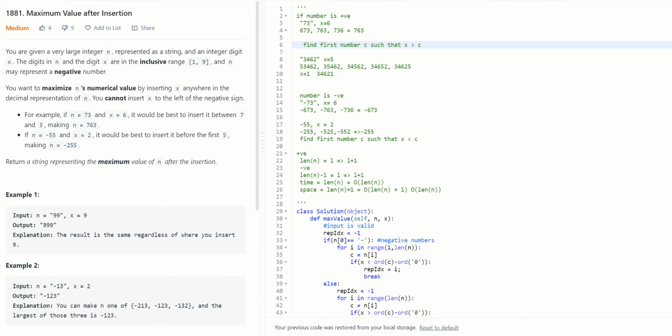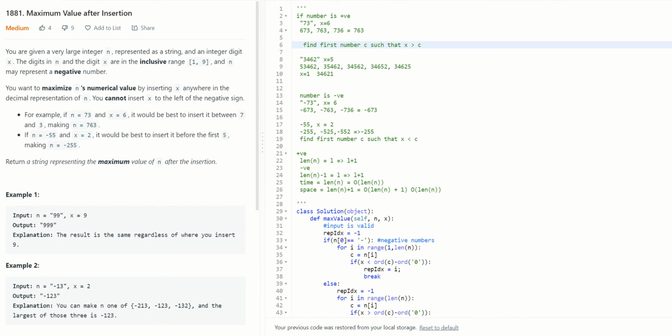Let's jump into today's problem. Maximum value after insertion. You are given a very large integer n represented as a string, and an integer digit x. The digits in n and x are in the inclusive range 1 to 9, and n may represent a negative number.